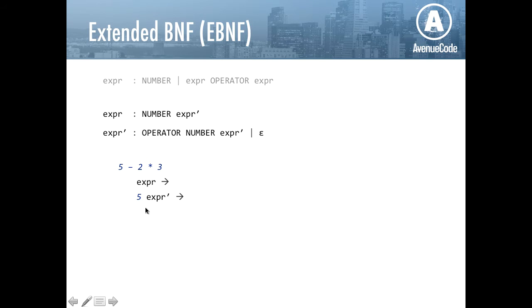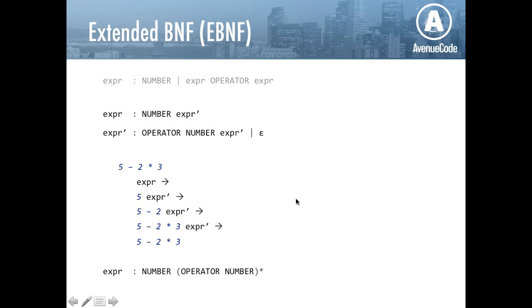We apply its rule, replacing it by number expr prime. We then apply the expr prime rule, replacing it by operator number expr prime. We apply the expr prime rule again, replacing it by operator number expr prime. And then we apply the second expr prime rule, replacing it by empty.